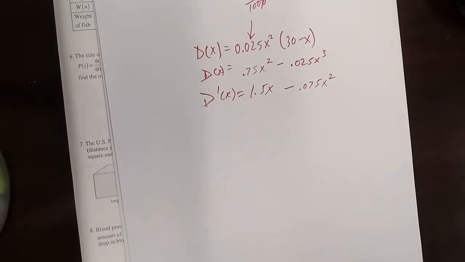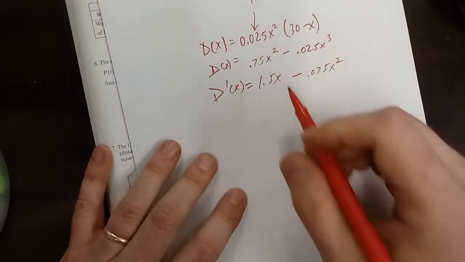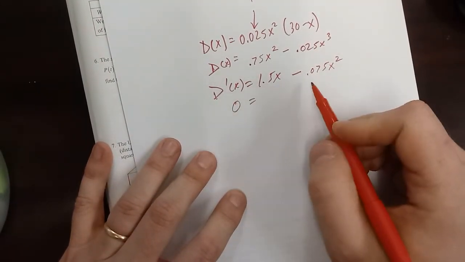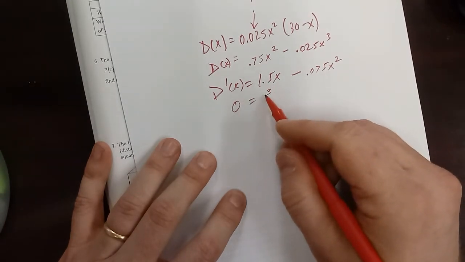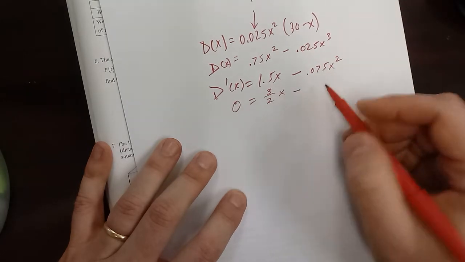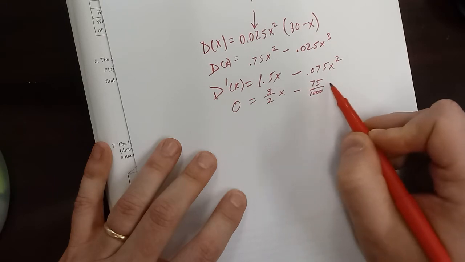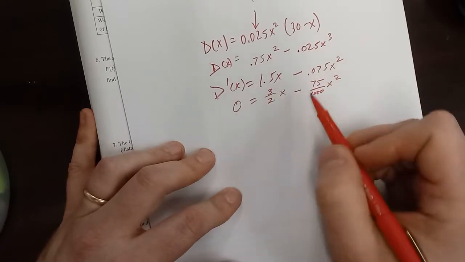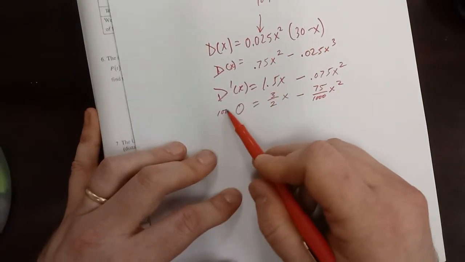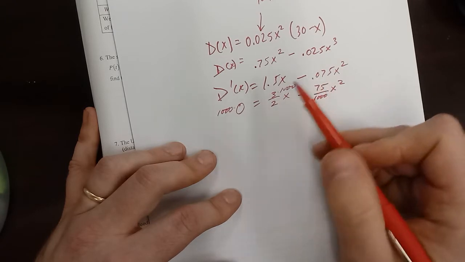So if I set this equal to 0 and solve it, this is 3 over 2 x minus 75 over 1,000 x squared. So if I multiply both sides by 1,000 to simplify my fraction situation, 1,000 times 0 is easy peasy. This will be 3,000 over 2, which is 1,500.